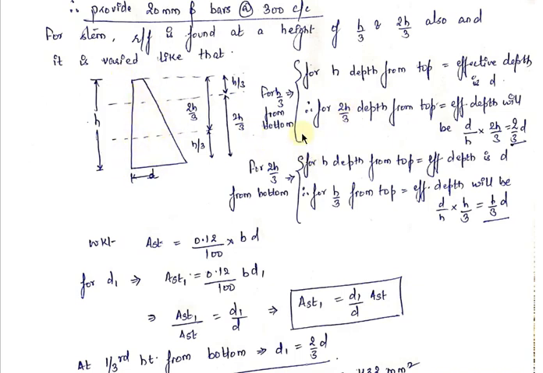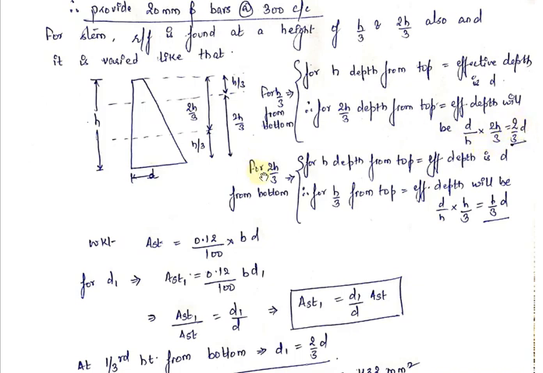So for this, I have explained you something. See, suppose the effective depth for the total height h is small d. Therefore, for a height of 2h by 3 from the top, the effective depth will be d by h into 2h by 3. I'm just using the unitary method. So if for h the effective depth is d, therefore for 2h by 3 from the top, it will be d by h into 2h by 3, that is 2 by 3 into d.